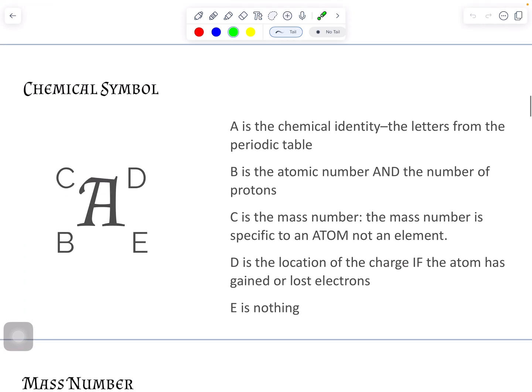So, in case you have forgotten, A is the chemical identity. These are the letters from the periodic table. B is the atomic number, and it is also the number of protons. C is the mass number. The mass number is specific to an atom, not an element. An element is a collection of atoms that all have the same number of protons. D is the location of the charge if the atom has gained or lost electrons, and E is nothing. It was there as a red herring.